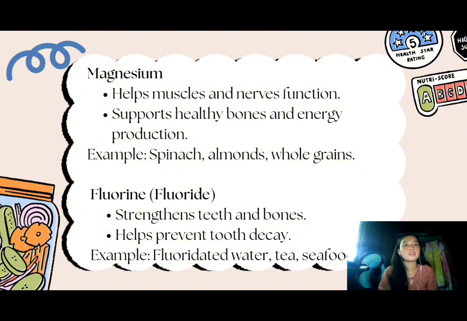Next is fluorine or fluoride. Strengthens teeth and bones. It also helps prevent tooth decay. Fluorine or fluoride can be found in fluoridated water, tea, or seafood.